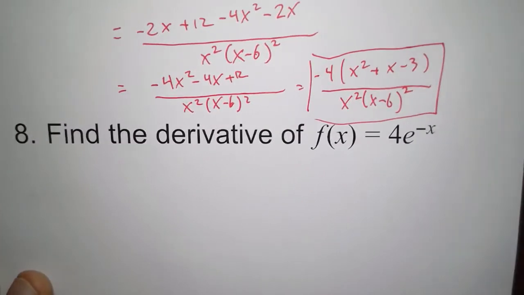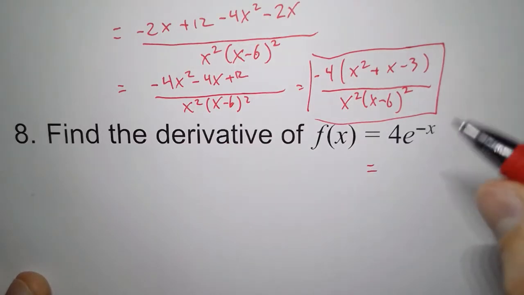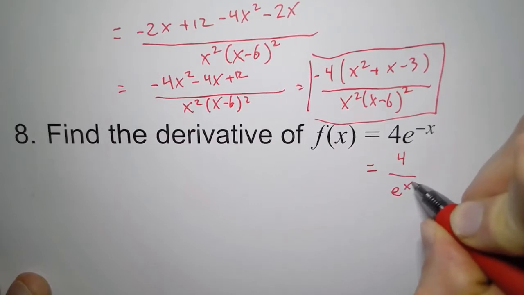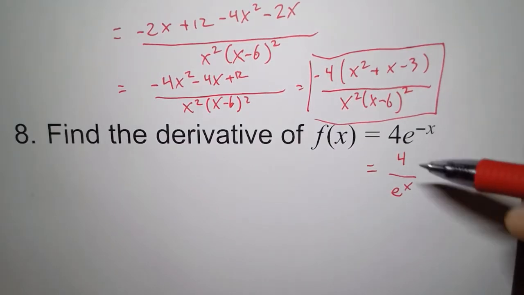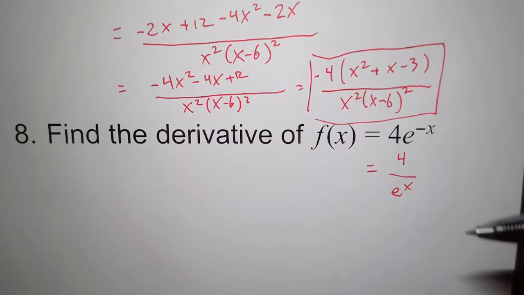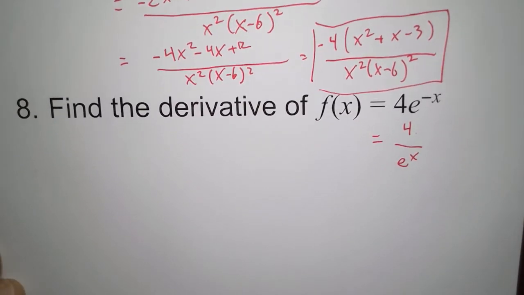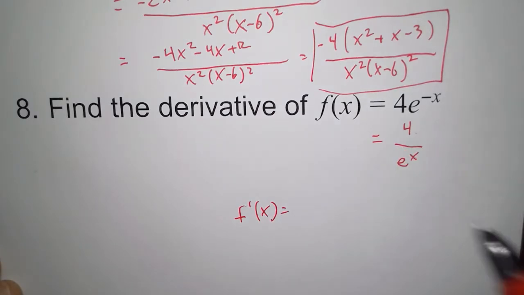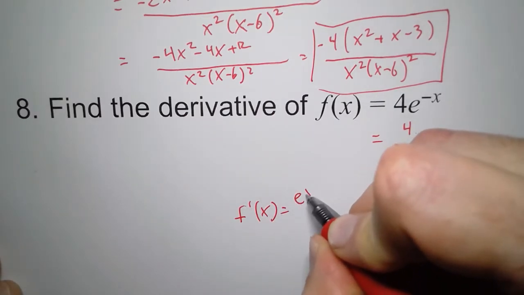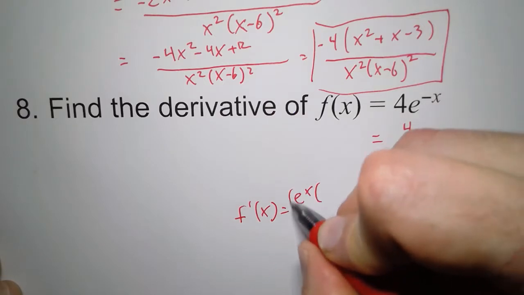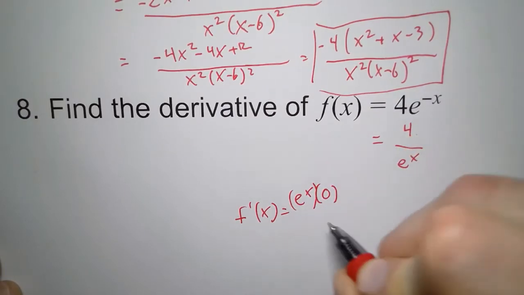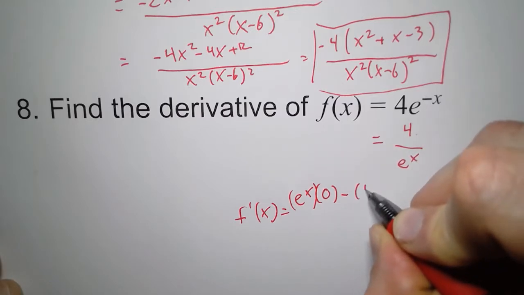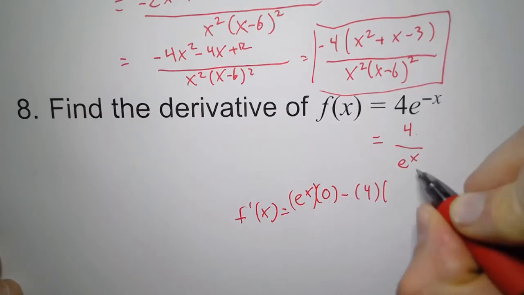This one, number 8, because e to the x has a negative exponent, we can rewrite this as 4 over e to the x. Now, even though the numerator is a constant, we can still think of this as a quotient rule type problem. So the derivative will follow quotient rule. Low, e to the x, d high, the derivative of 4, a constant, is going to be 0. So that term will get nullified. Minus high, so that's 4, d low.